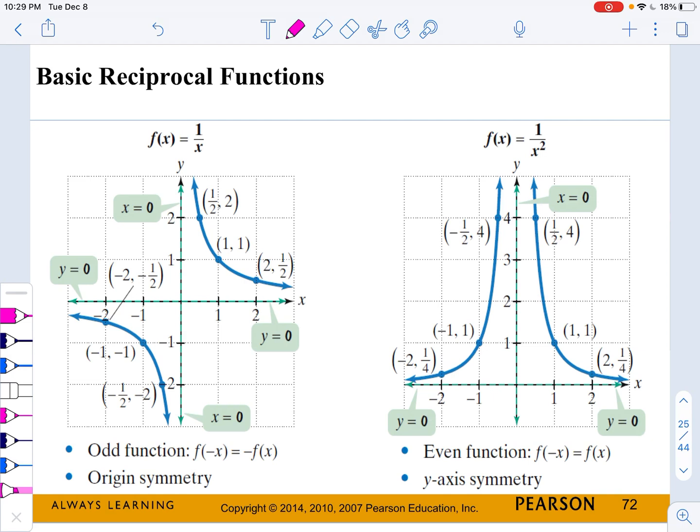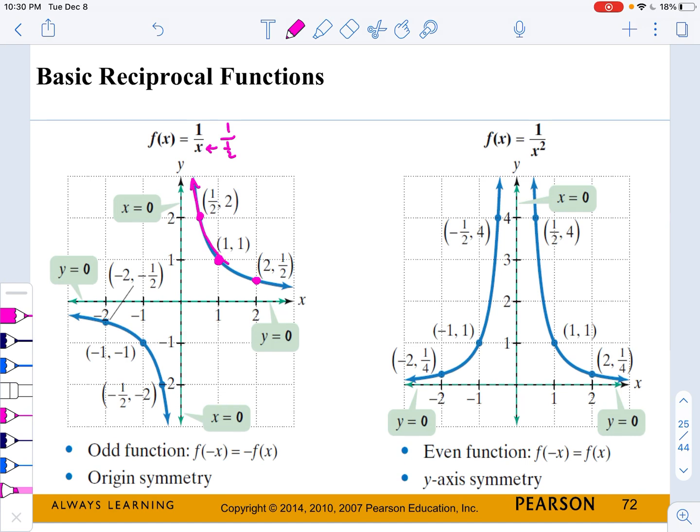For instance, if you plug in a 1 for x, you'd have 1 over 1, which is 1. So we'd have the ordered pair (1, 1). If I plugged in a 2 for x, we'd end up with 1/2. So over at 2, we're up at 1/2. If I had plugged in a 1/2, 1 divided by a half gives us 2. If I took one apple and divided it by halves, I have 2 pieces, right? So that's what that part looks like in the positive.